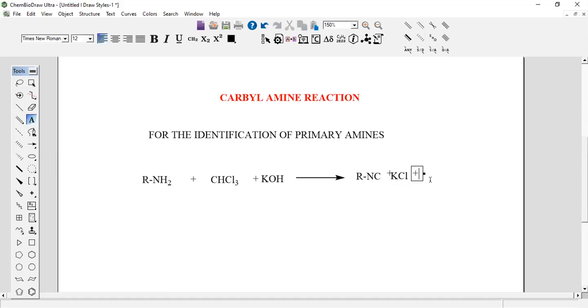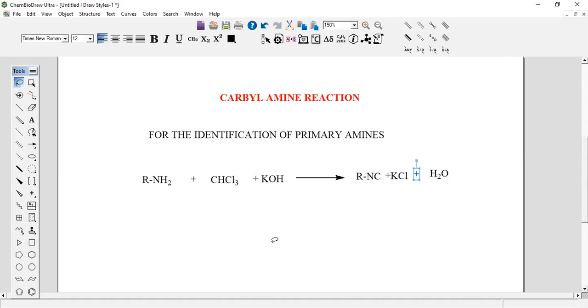See, whenever this is going to be formed, you will get a characteristic unpleasant odor. Instead of saying bad odor, you say unpleasant odor. You can't bear that odor itself. Okay, now you balance this equation. How to balance? You try to balance this one. Simply I will say only one thing.